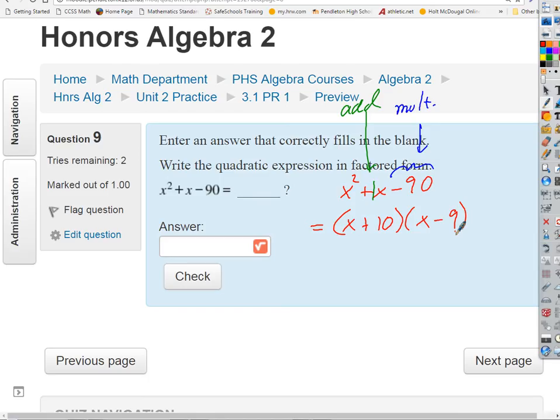So all they're wanting us to do here is write that expression in factored form. And it doesn't really matter which order you put these factors in. Makes no difference.